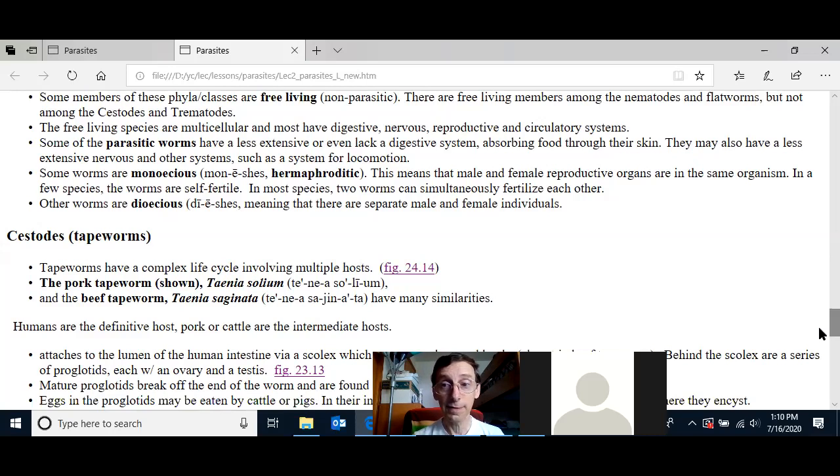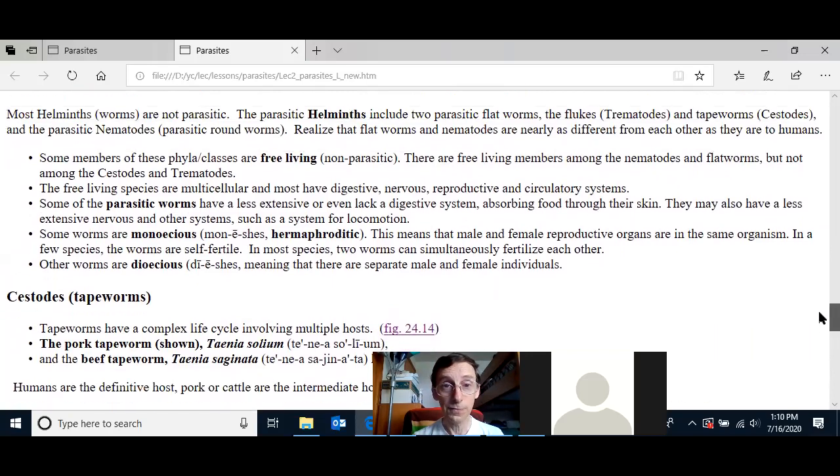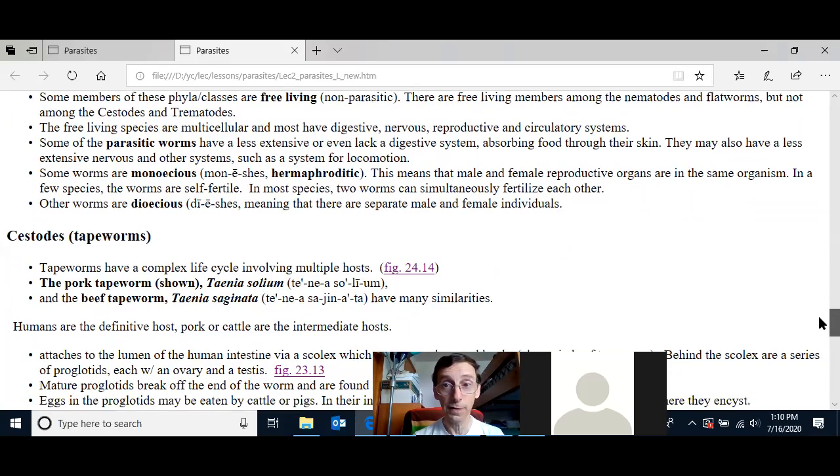Like all of the cestodes, the tapeworms, they do not have a digestive system, and they rely on their host to digest food for them. Some of the worms are monoecious, meaning they have both male and female reproductive organs in the same organism. And another term for monoecious is, you can say, they are hermaphroditic.